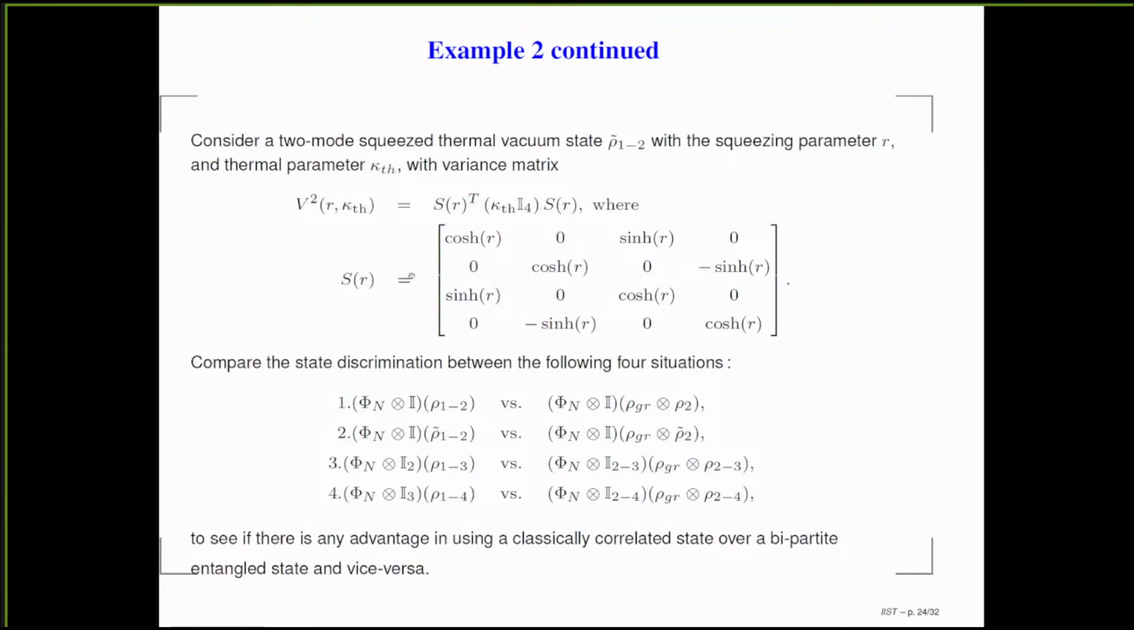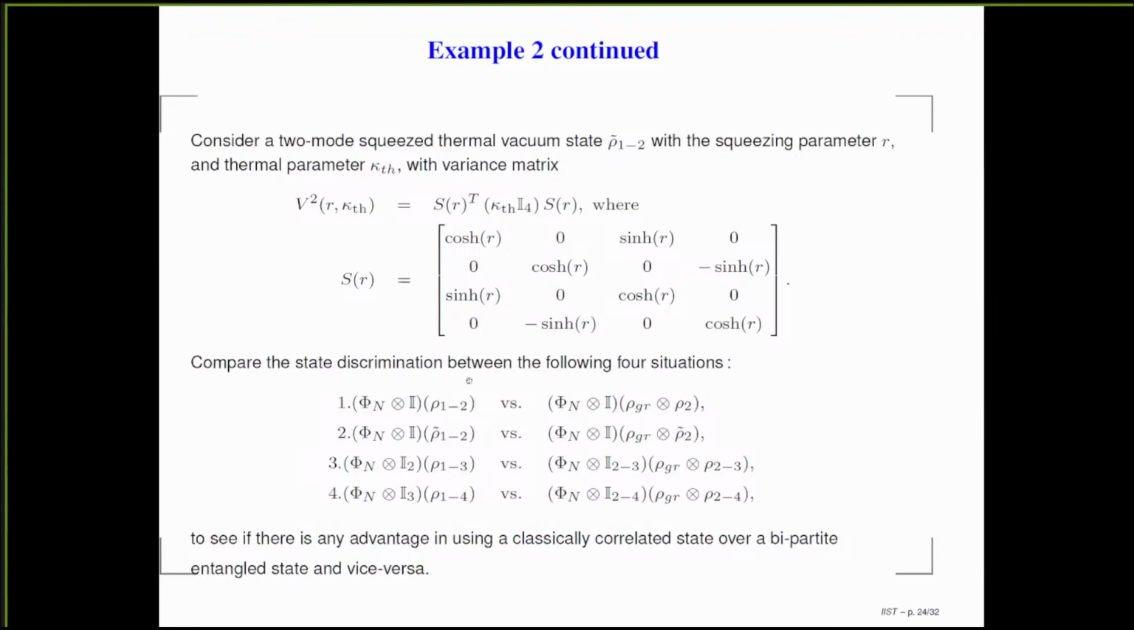So for the 2-mode squeeze state, we take this 2-mode squeezed thermal state. Basically, this is the variance matrix of the 2-mode squeezed thermal state. This state by definition, we can find when it's entangled; for some values of kappa thermal it's entangled, and so on. That we can find from whatever I've described earlier, using the entanglement criteria for two-mode states.